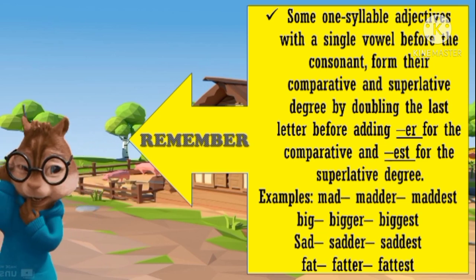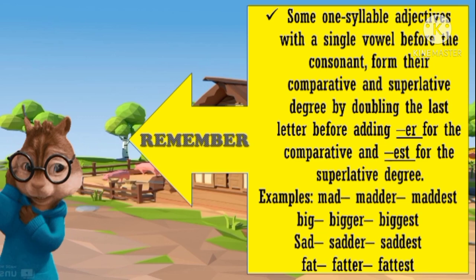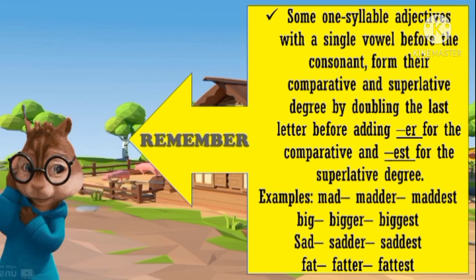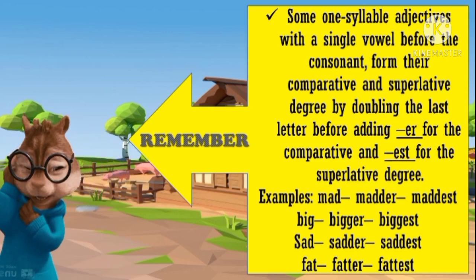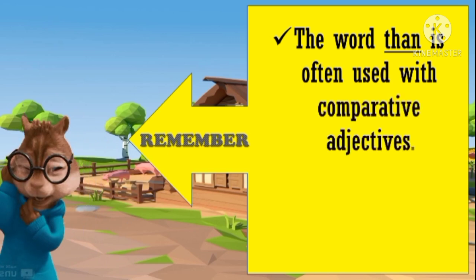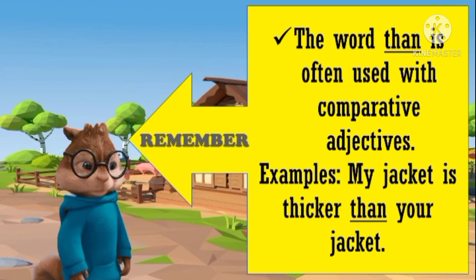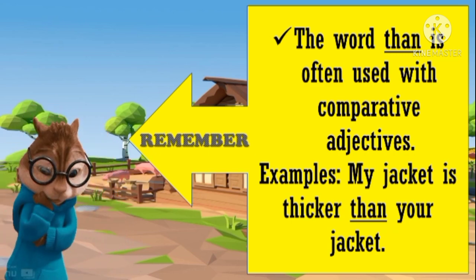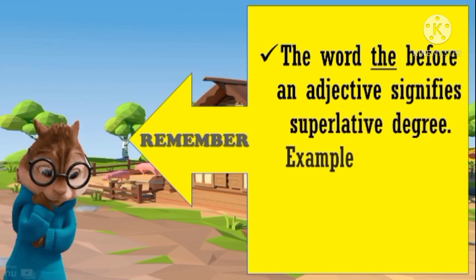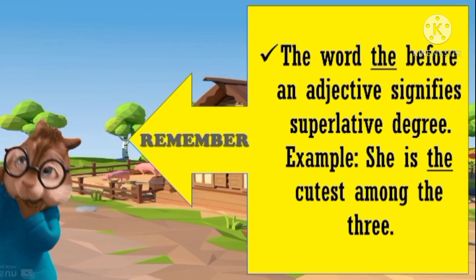Take a look at the last letter of mad, big, sad, and fat. The last letter of each word is being doubled before adding er in the comparative degree and est in the superlative degree. The word than is often used with comparative adjectives. Example: my jacket is thicker than your jacket. The word the before an adjective signifies superlative degree. Example: she is the cutest among the three.